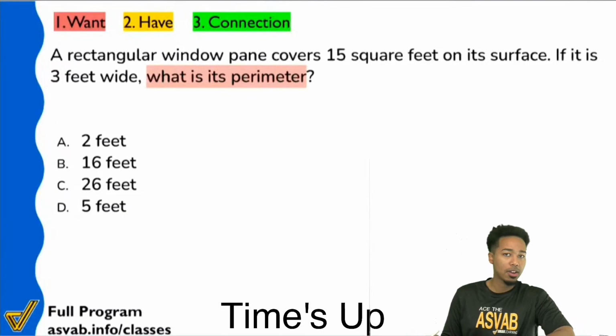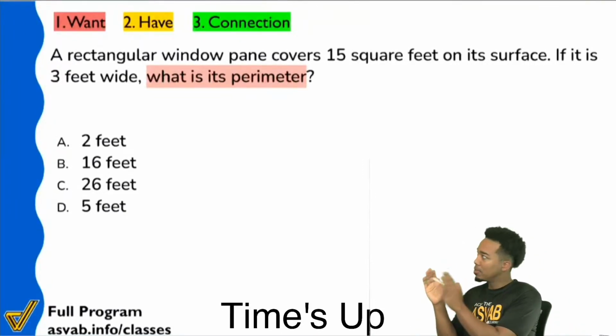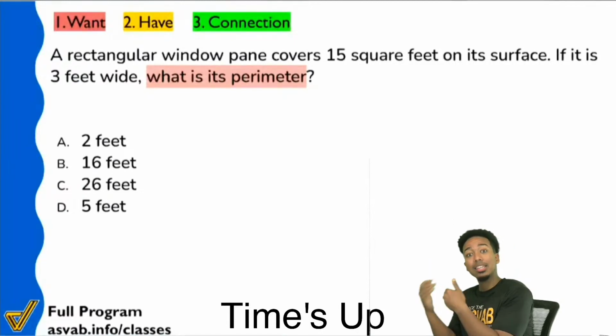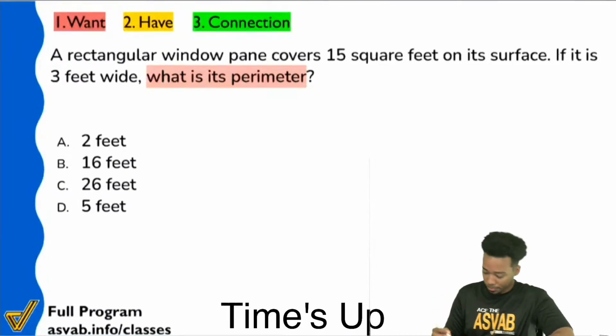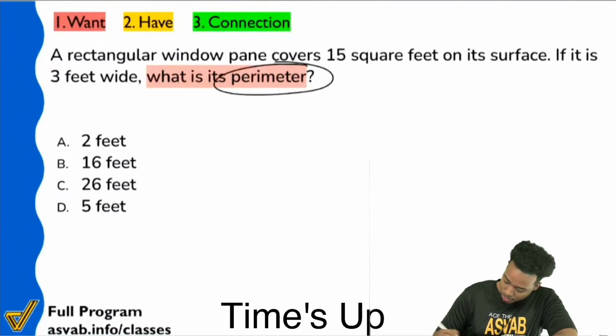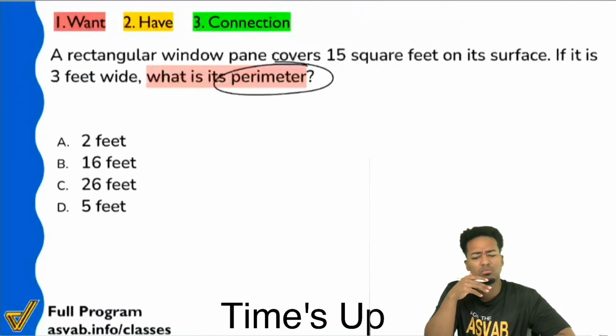Now, just because you can spot a keyword doesn't mean that it's all kumbaya. It just means that we have a lead here. And remember, when it's in the question sentence, that's a pretty big lead. So, right here, we say, what is its perimeter? Now, I'll be very straightforward with y'all. Can anybody tell me what perimeter is? Let's just double check. Let's make sure. What is perimeter?